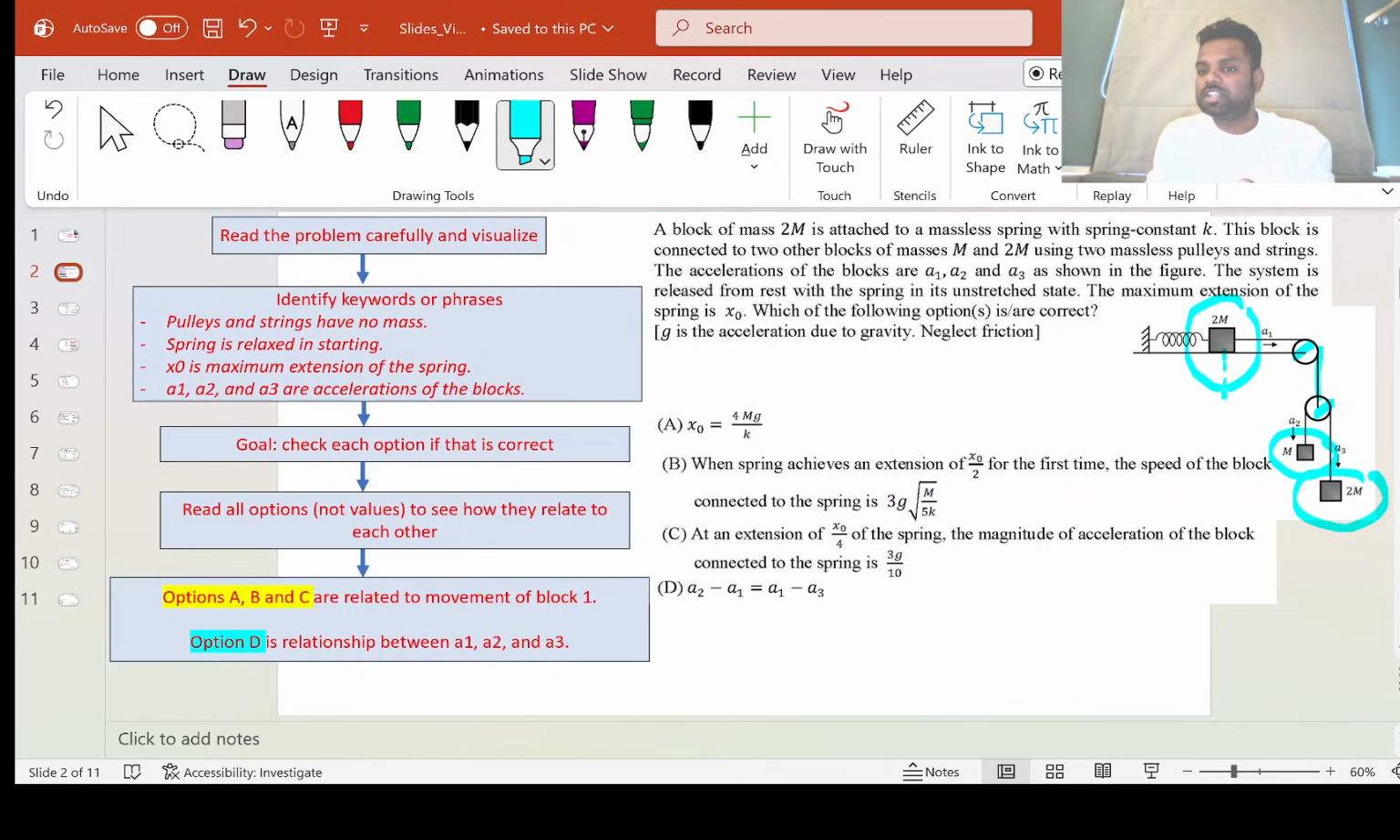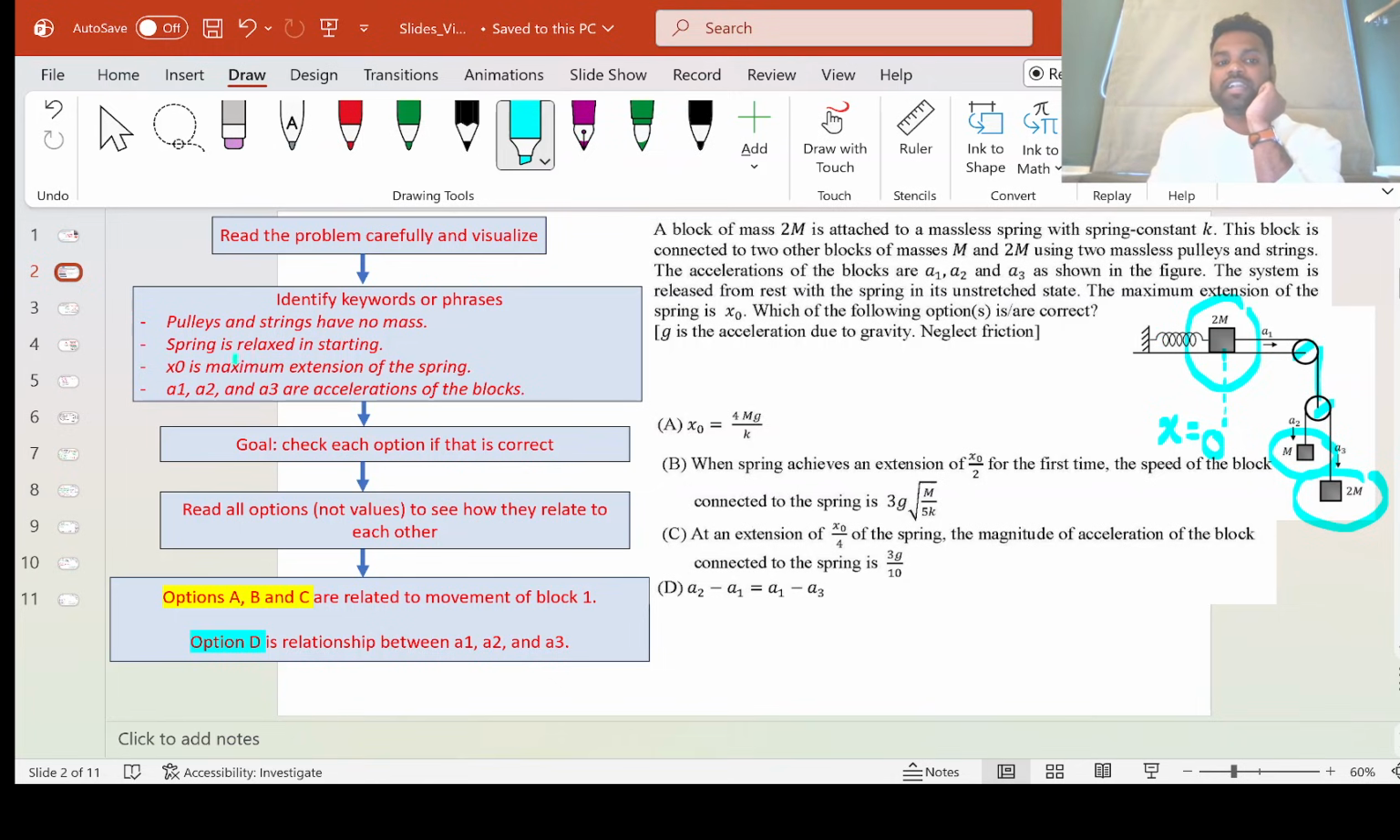So let's say this position is x equal to 0, position of block 2M, and at starting this spring is relaxed, and as you will let it go, these blocks M and 2M will be pulled down by gravity, and because of that this rope will pull this block 2M to the right, and this spring will stretch, right? And as the spring will stretch, it will slow down 2M, and eventually 2M will stop and come back, right?